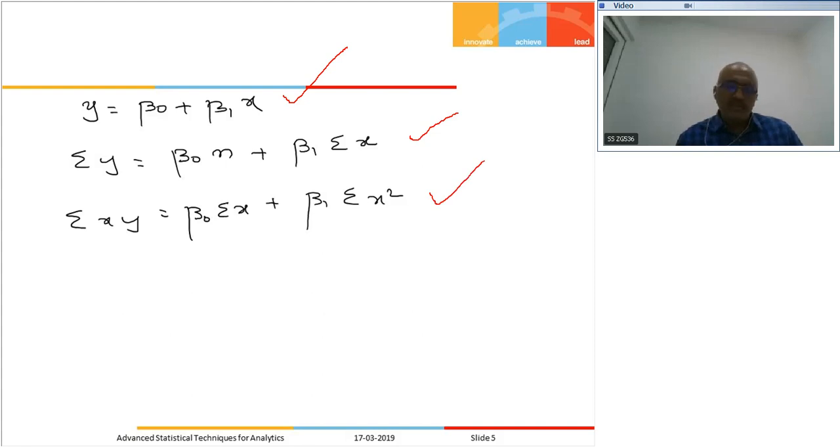Very simple, as discussed in the last class also. Summation y equals beta naught into n plus beta 1 into summation x. For the next one, because we are differentiating with respect to beta 1, x comes, like the derivative of ax gives a. When we differentiate the error function with respect to beta 1, we get x, therefore we multiply by x. That is the reason we get this: summation xy equals beta naught into summation x plus beta 1 into summation x square.